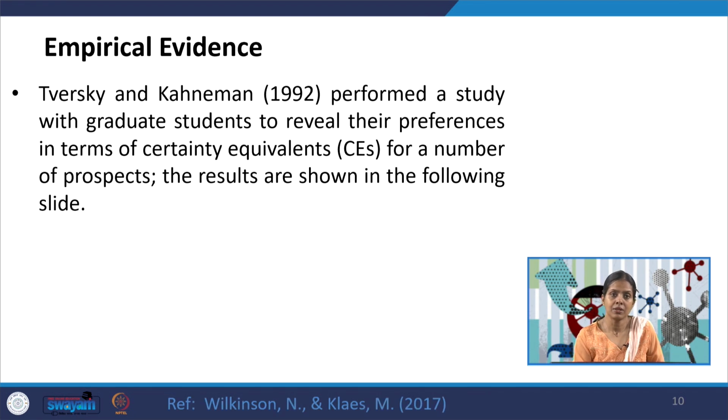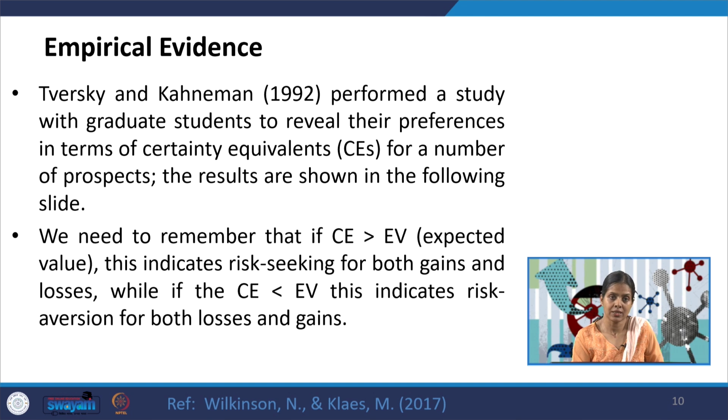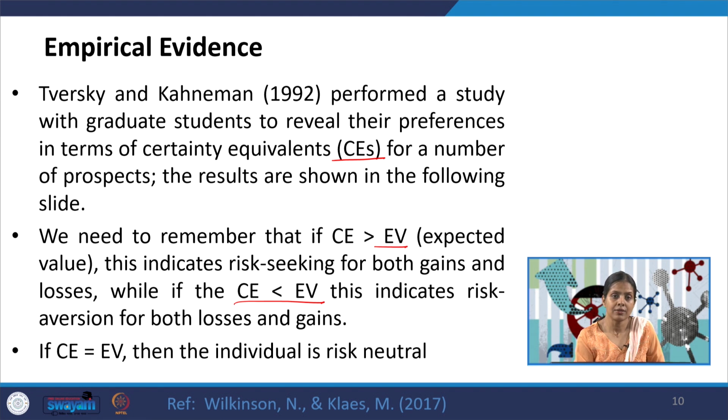Tversky and Kahneman performed a study with graduate students to reveal their preferences in terms of certainty equivalence for a number of prospects. The results are shown in the following slide, but I just need to mention here that in the following slides we will have values of certainty equivalence denoted by CE and EV referring to expected value. So, you need to remember that if certainty equivalence is greater than EV, this indicates risk seeking for both gains and losses, while if CE is less than EV, this indicates risk aversion for both gains and losses. If CE equals EV, then the individual is basically risk neutral.